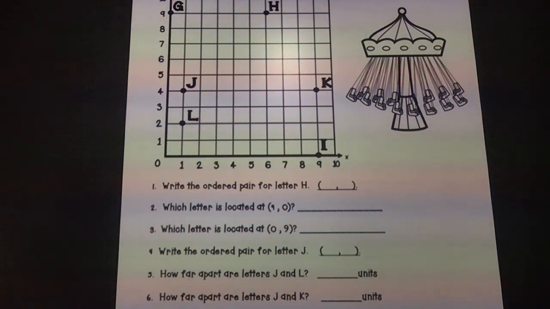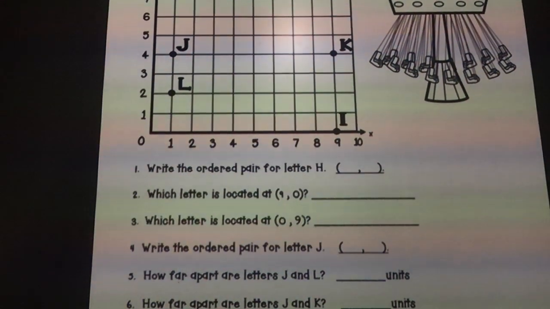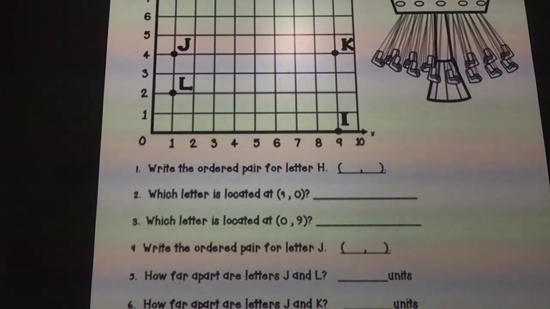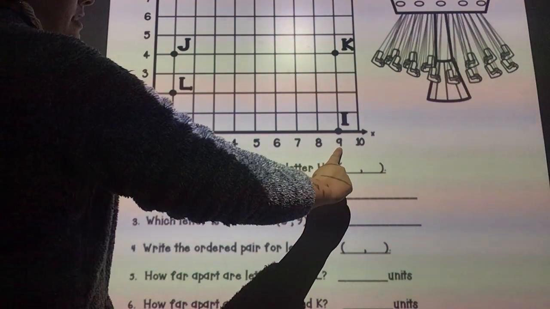You do number 6. From J to K, how far apart are they? How many units? If you need to see it on your iPad, pull it up on your iPad. J to K, how many units? It helps too, you can look at the number that they're at. I see this one's at 1. I see this one's at 9.